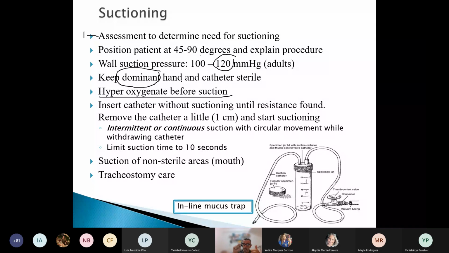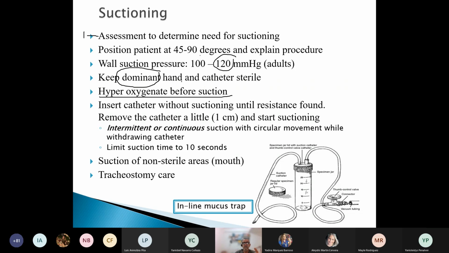So there is a hole that needs to be open, not occluded by the thumb of the non-dominant hand, while introducing the sterile catheter inside the tube or the tracheostomy. Once you find resistance, it's because you are touching the carina, okay? And then you withdraw. Carina is the fork that makes the trachea produce the two main bronchi. And then you withdraw half an inch, 1 centimeter. And then you start suctioning the client.